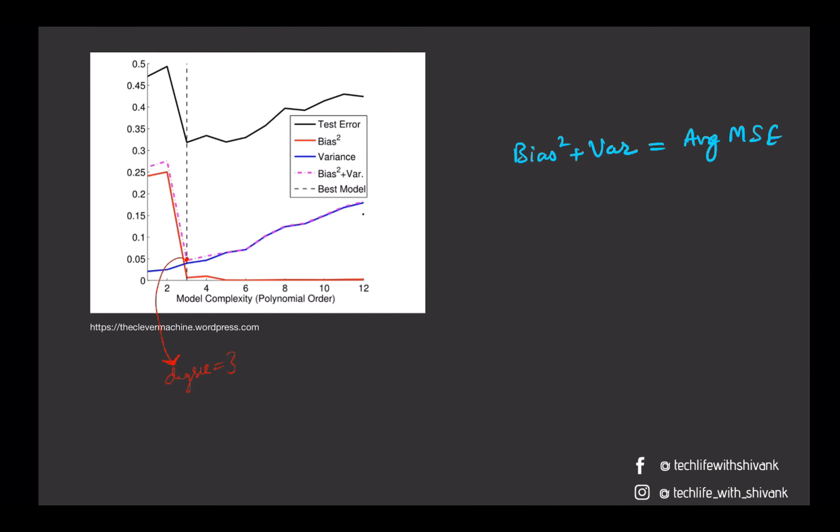If we go beyond degree 3, the variance gets high. If we increase the complexity, variance gets high, and if we decrease the complexity, bias gets high. So if we go here, we can see that the bias is very high. At this point, the bias and variance are both low, and the pink dotted line, which represents average mean square error, is also the lowest at this point. And we can see that the test error is also lowest at this point, when the degree of polynomial is 3. And the training error for the same case would be something like that.